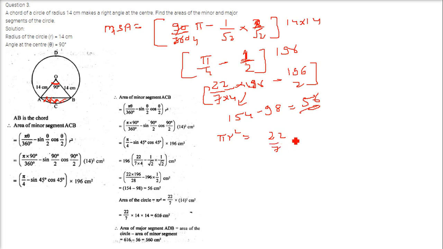So what is the area of the circle? It is simply pi r square. Pi is 22 by 7. R is 14 into 14. So what do you get? You get 616. This is the area of the whole circle.